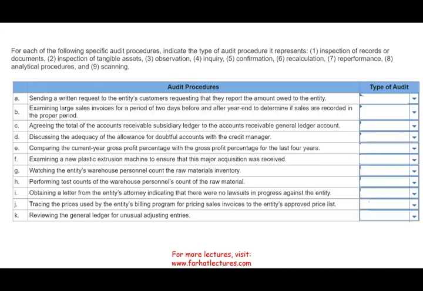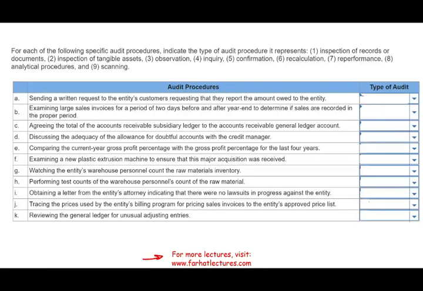In this session, I'm going to go over these very briefly, but if you want a detailed explanation, please go to Farhat Lectures, where I have several recordings about evidence. What is evidence? How do we collect evidence? The different types of evidence? What evidence serves which assertion? And so on and so forth.